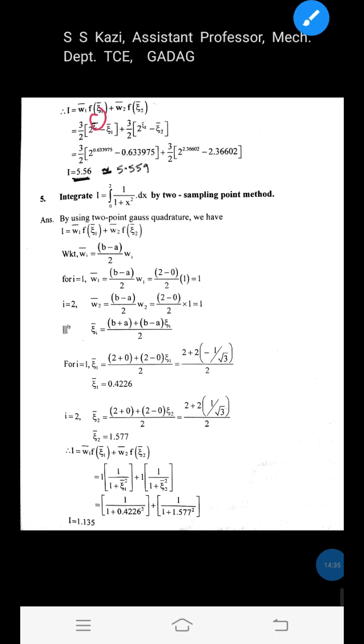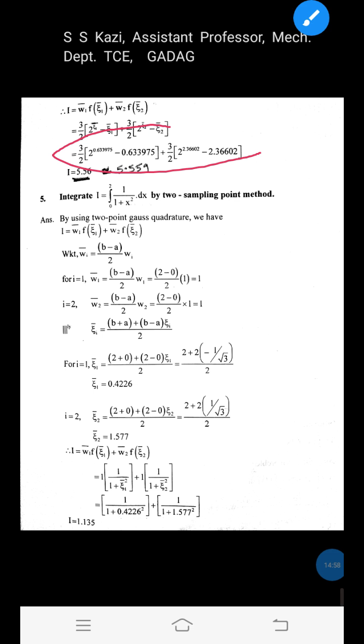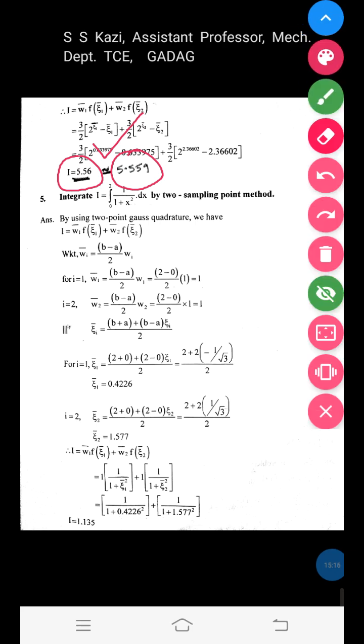So 3 by 2 into the bracket (2 raised to 0.633 minus 0.633) plus 3 by 2 into the bracket (2 raised to 2.366 minus 2.366). If we calculate this expression, we will get I is equal to 5.559, which is approximately 5.56. Therefore, the value of the given integral using the 2-point Gauss method is 5.56. This is how we can evaluate the integral.